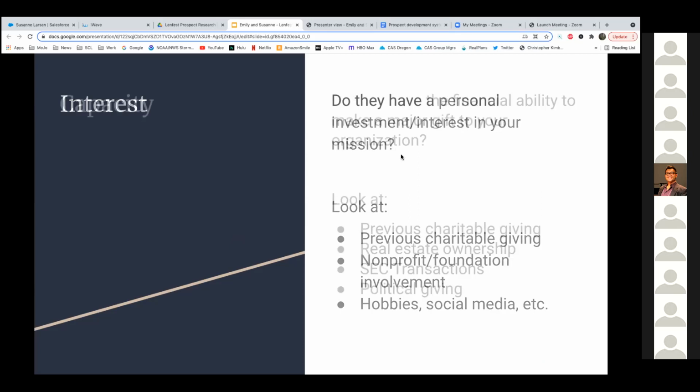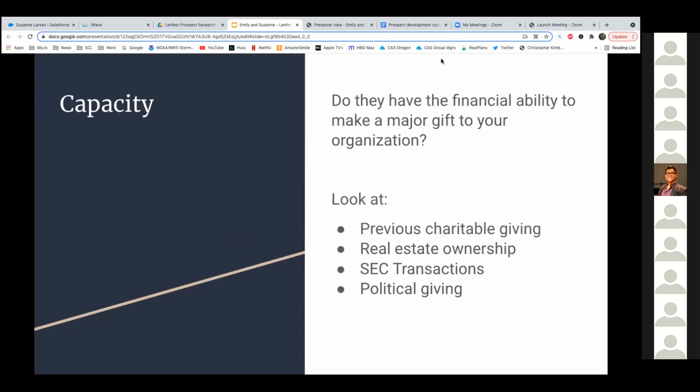Our next one is capacity. So do they have the financial ability to make a major gift to your organization? We want to make sure as we're going through this, we're spending time on the people who have the ability to make a major gift. You can look at things like previous charitable giving and look at the amounts, not only where they're giving, but also the dollar amounts. That can help you determine capacity. Real estate ownership is another one that can help you determine capacity. And SEC transactions, that's a really good indicator of wealth. If someone holds stocks, that's a good green flag.